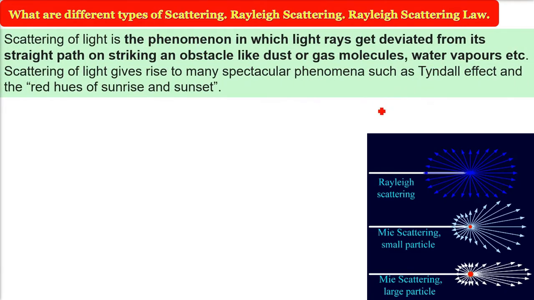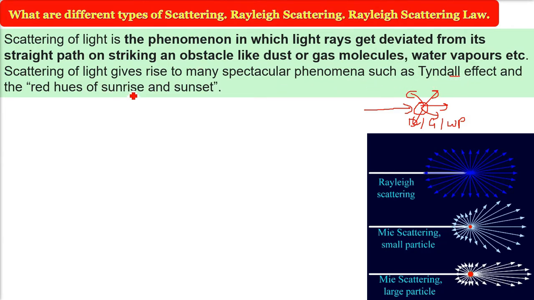Whenever light finds an obstacle, if that obstacle is of the order of the wavelength of the light, the scattering will happen. It can be a gas molecule, dust, or water vapor. So scattering of light is that phenomenon in which light gets deviated from its straight path on striking an obstacle, and these are the obstacles: dust, gas, water vapor. Actually it will go in a random direction.